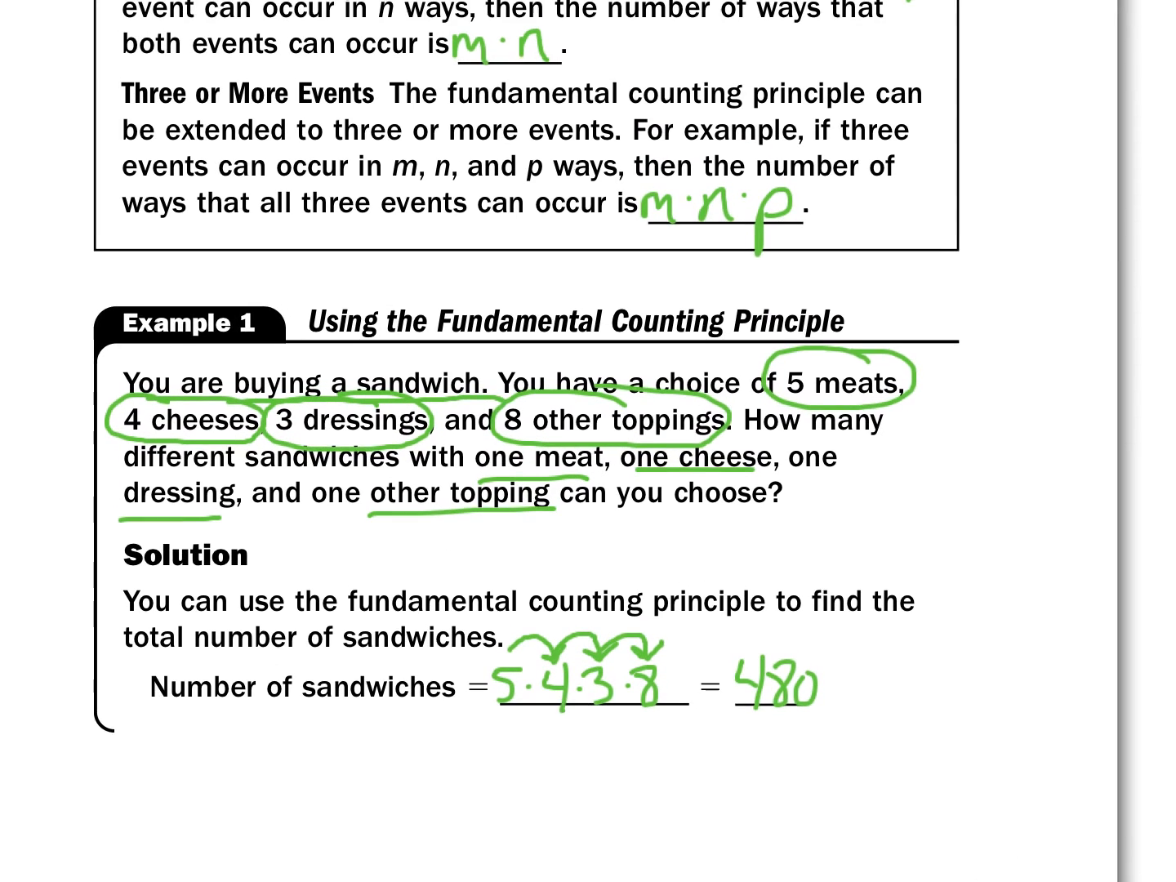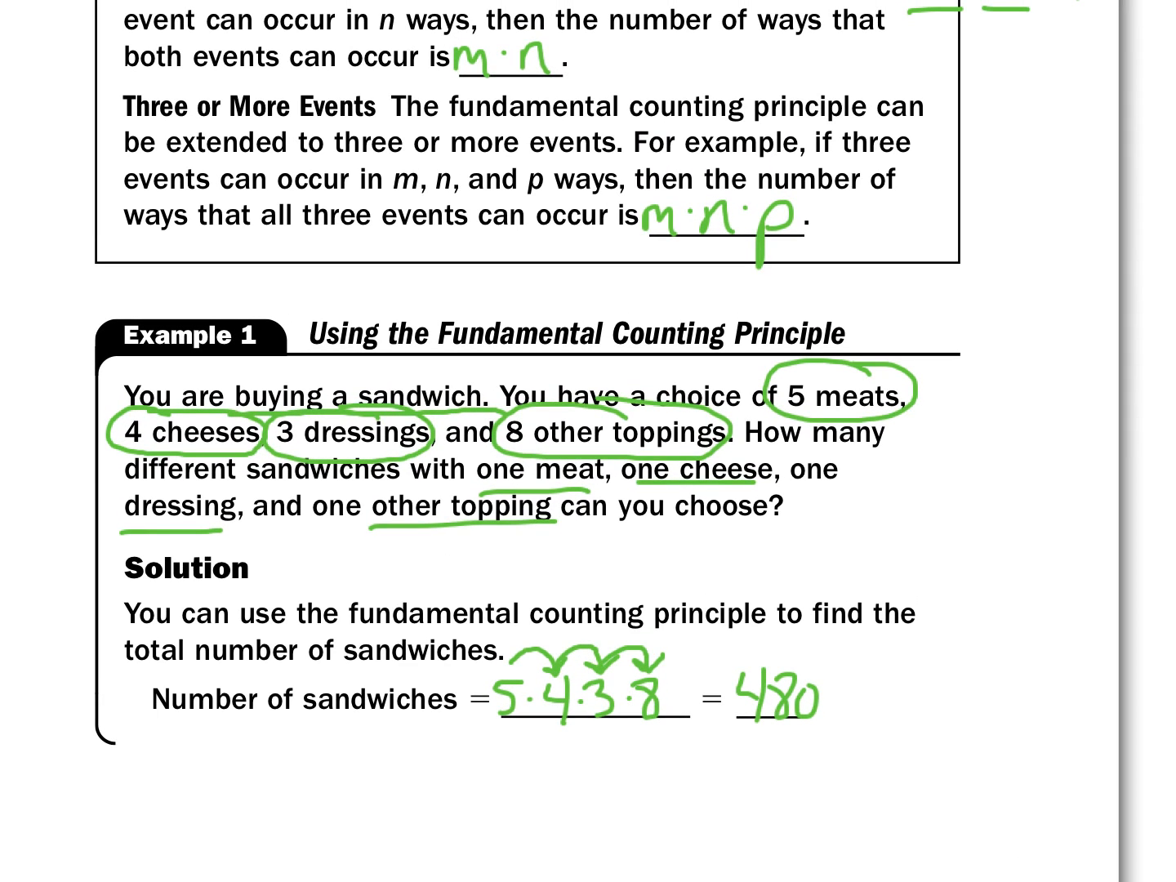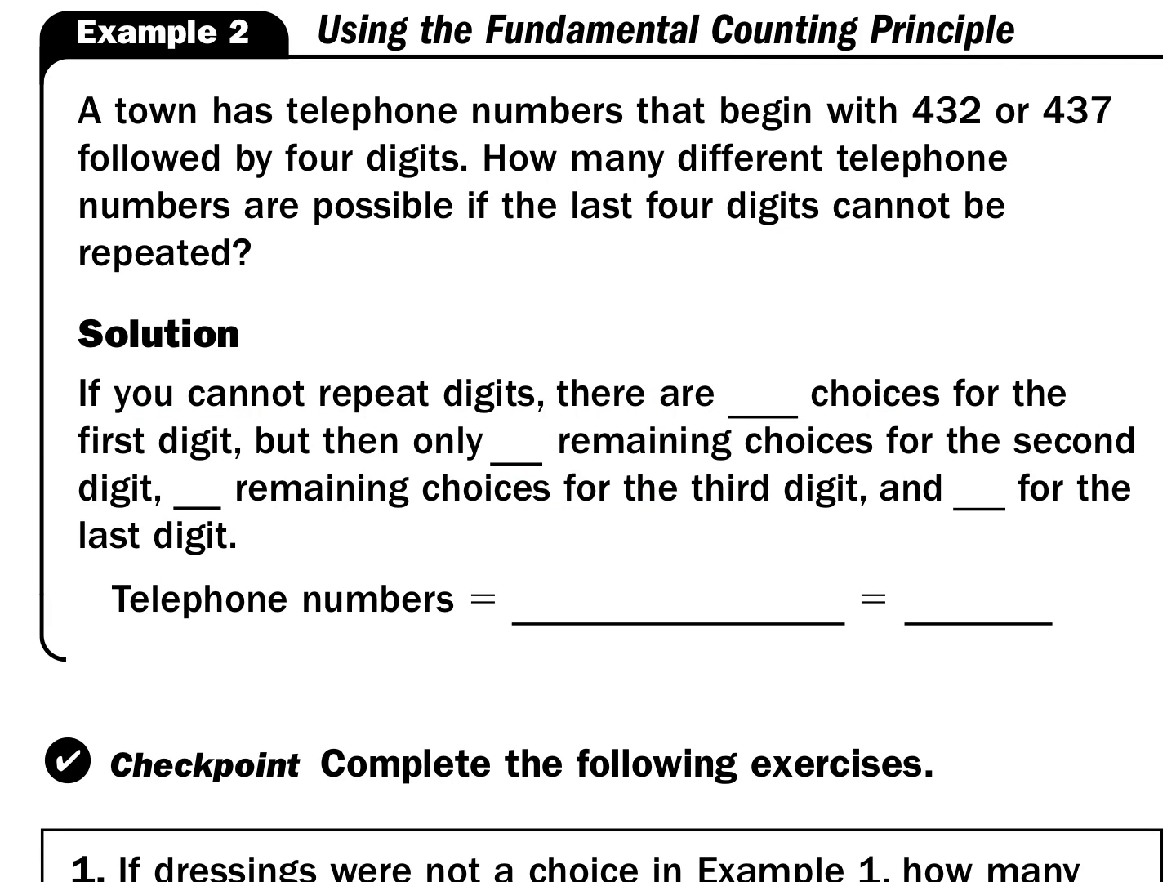So we can continue this. If we go to the next slide, example 2. We're going to continue now using the fundamental counting principle. This time we have a town with telephone numbers that begin with 400 or 432 or 437. So that's 3 different prefixes, and we need to remember that. We have the prefix followed by 4 digits. How many different telephone numbers are possible if the last 4 digits cannot be repeated?